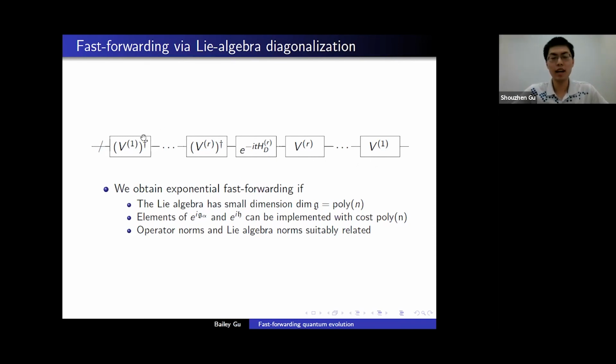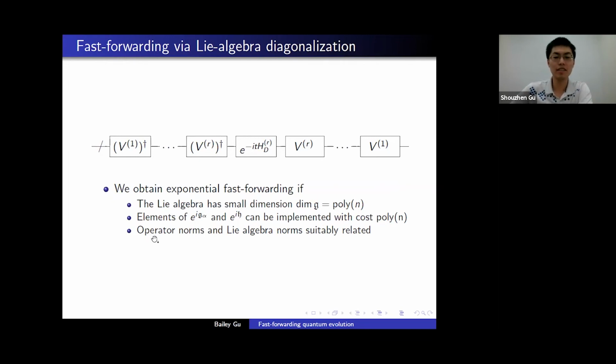And when we analyze the circuit, we find that we can exponentially fast forward if we satisfy these three conditions. So the Lie algebra has to have small dimension so that we don't have too many of these SU2 rotations. Also, each SU2 rotation should be implementable in polynomial time. And also the diagonal part, when we exponentiate, should be implementable in polynomial time.